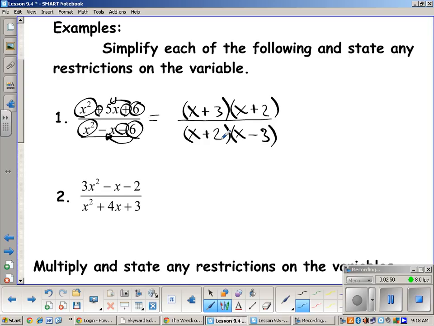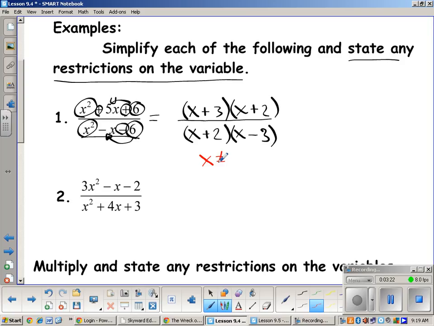Before I do that, though, we should answer the second part of this question: state any restrictions on the variable. Because we don't want to forget about something we canceled out. Everything that's in the denominator now has to not be 0. x can equal 0, because 0 plus 2 is 2, and 0 minus 3 is negative 3, and 2 times negative 3 is negative 6.